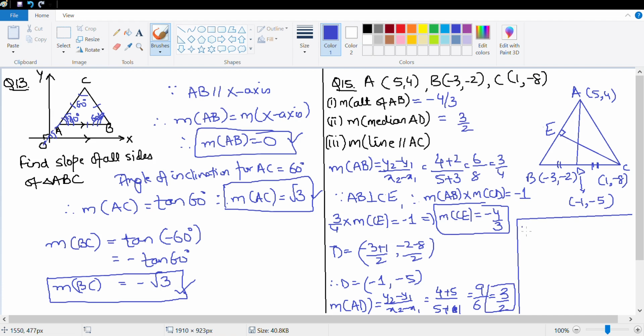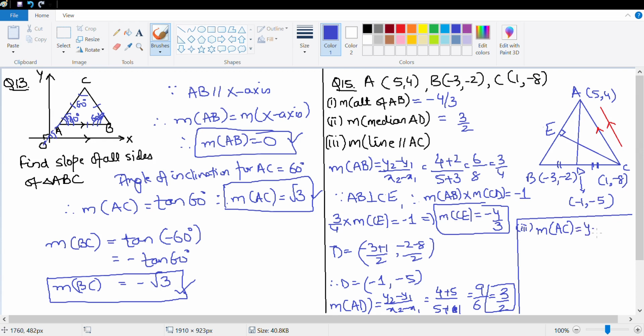Let's look at part 3. Slope of a line which is parallel to AC. So I need the slope of a line which is parallel to AC. Let's take it outside the triangle to make it visually easier and utilize space. Since the slope of the line will be equal to the slope of AC, let's calculate slope of AC.